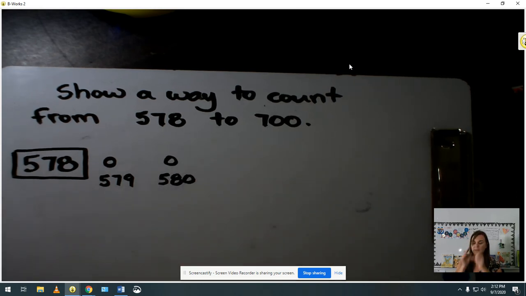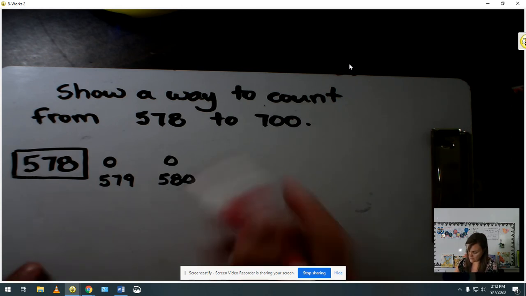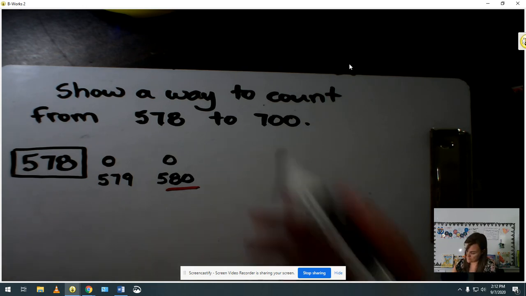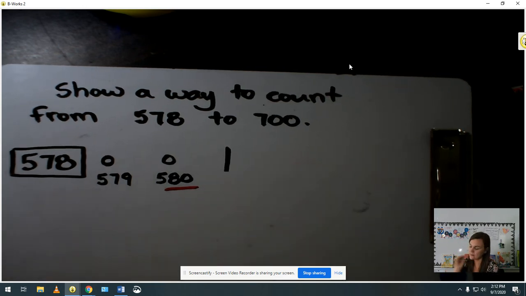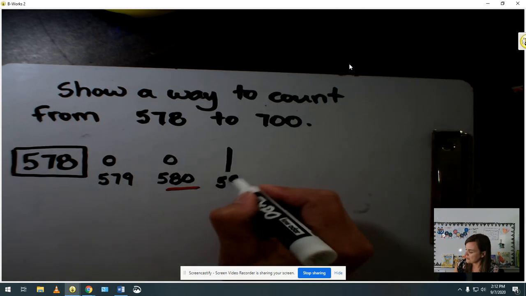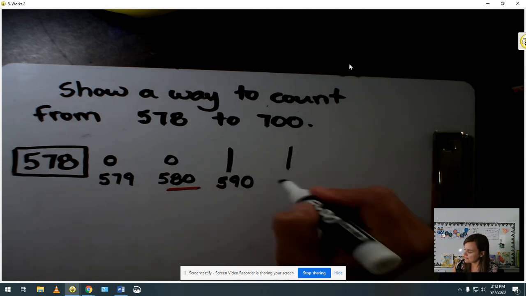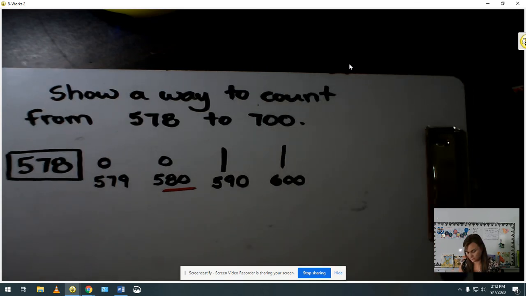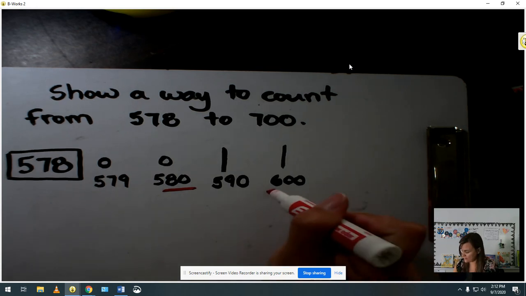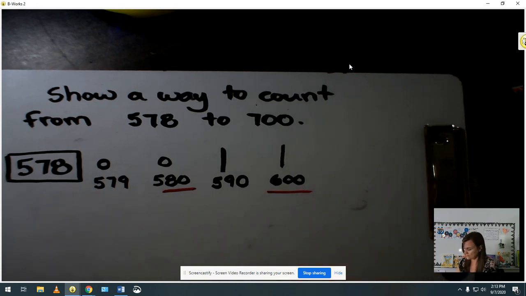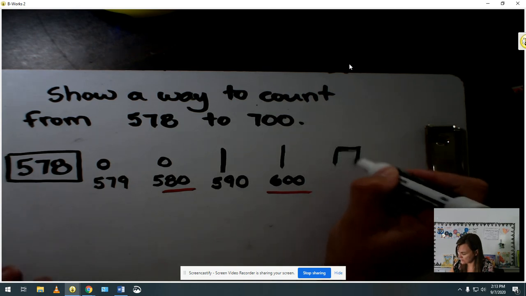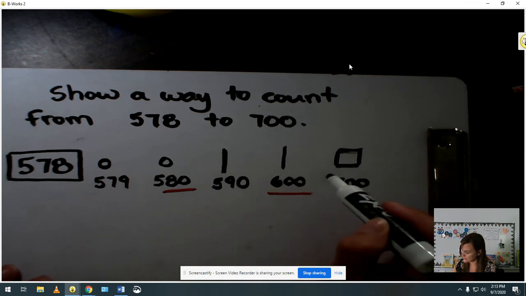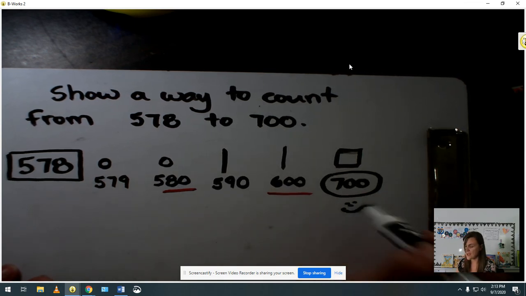New unit! I don't have any ones left. Now I get to count by tens. So I'm going to add a 10 rod. That makes it 590. Another 10 rod makes it 600. New unit! Okay, now I get to count by hundreds. I'm going to add a box for my hundreds. That makes it 700. Oh, that was my goal. I'm going to circle it. Smiley face. I made my goal.